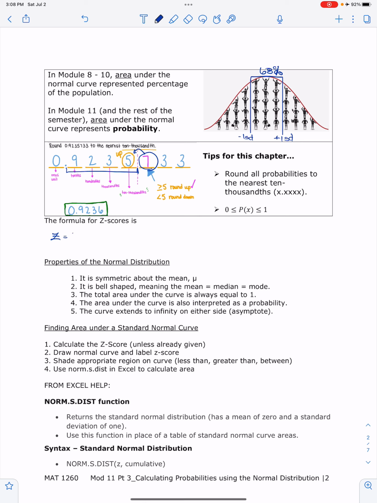is always going to look like this. This is going to be our data value. I'm going to write it like this, and then I'll put it in symbols in a minute. Minus the mean has to be subtracted that way, so it ends up positive if the data value is above, negative if the data value is below, and then we're going to divide by the standard deviation.